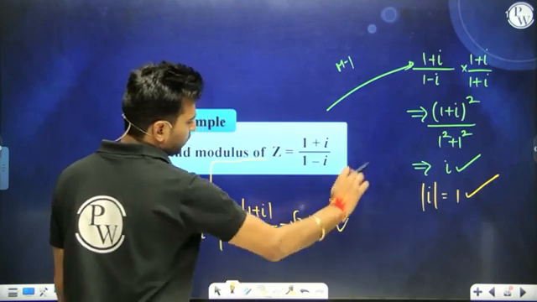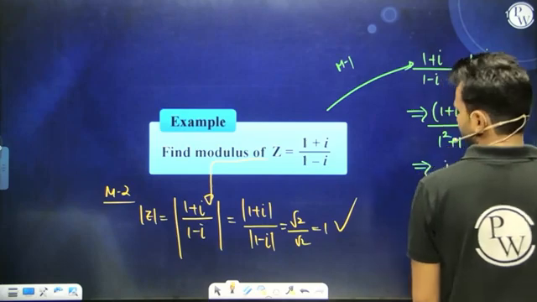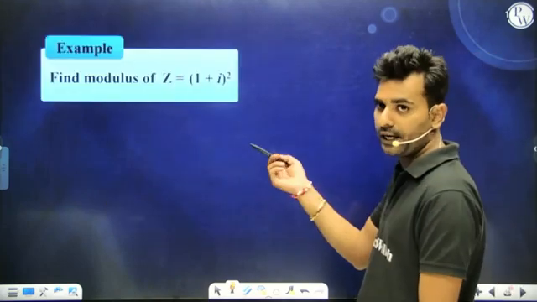So this is equal to 1. That's it. This way it is going to be way easier, because there is going to be less calculation, people. Okay, let's talk about this.